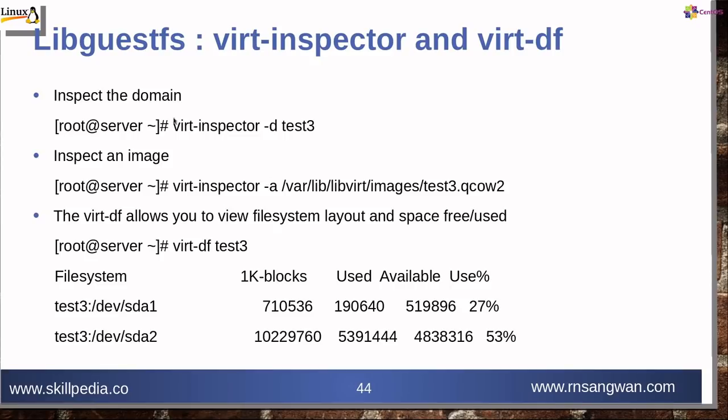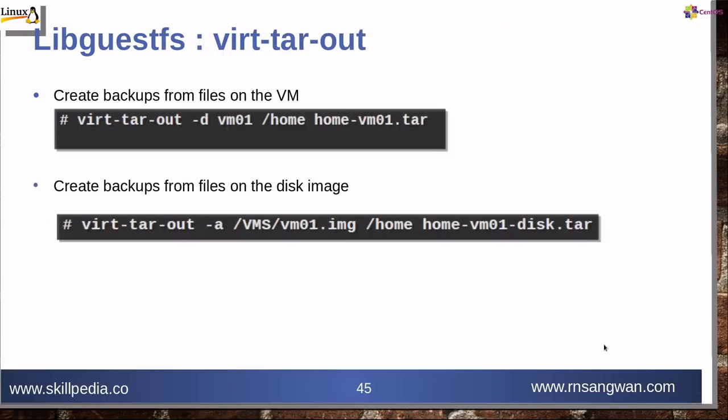For example, virt-inspector -d test3, domain test3, this is inspector. This will just give you the details. Inspecting an image: virt-inspector and give the image name, and it will inspect that. Then virt-df, which gives total space details: virt-df test3 will give you the disk details of the machine test3. So virt-inspector and virt-df are very interesting commands, worth trying.